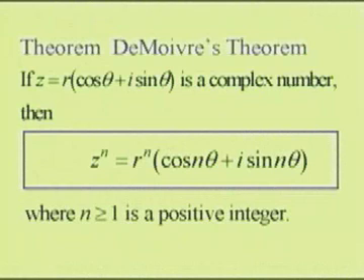If z equals r times the cosine of theta plus i sine of theta is a complex number, then z to the n power equals r to the n power times the cosine of n theta plus i times the sine of n theta, where n greater than or equal to 1 is a positive integer.